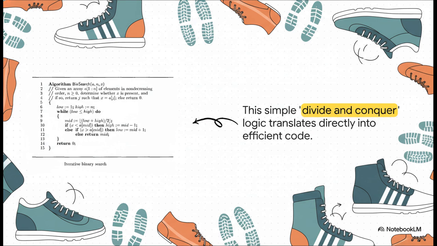And this is basically what that logic looks like as code. Now don't worry about the specific syntax here. Just look at the pattern. You've got a loop that keeps going as long as there's still a search area. Inside it finds the middle, does a quick comparison, and here's the key part, it moves either the low or high marker. It's literally just our phone book strategy written down for a computer to follow.